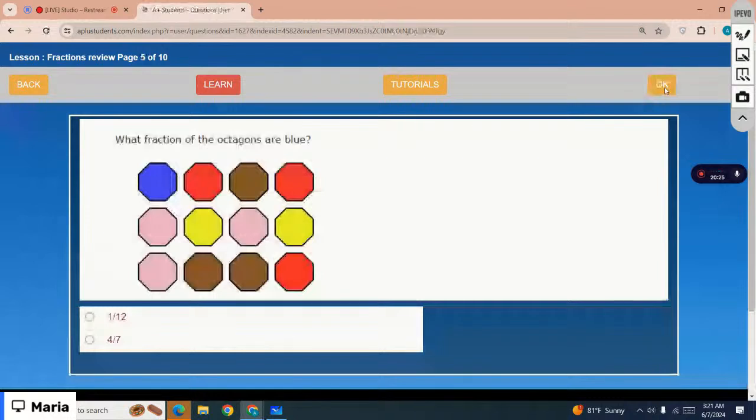Got it? What fraction of the octagons are blue? Which is the correct option? The correct option is 1 out of 12. Option number 1 is the correct option.